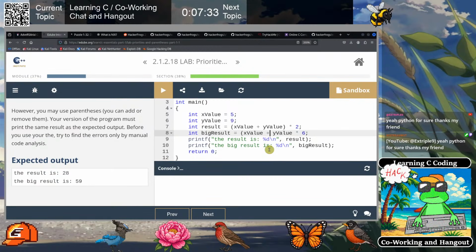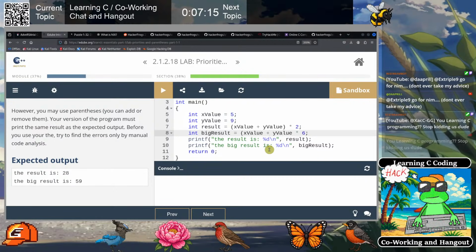Yeah, for ease of learning, Python is a lot easier to learn than C. And Python will also benefit you in a bunch of other areas as well. I'd say that Python is a lot easier to use if you move around to different areas in tech. You learning C programming? Stop kidding us. Well, I'm trying to learn another language.